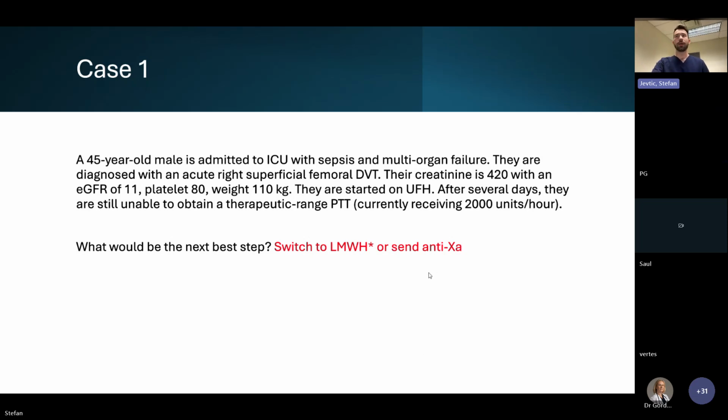I will just caveat that by saying anti-10As are sent out to St. Michael's Hospital. They're not done in-house. And so that's an extra cost and a delayed result that might be difficult to deal with. So I think a pretty straightforward case, but hopefully convincing that really outside of the ICU, we should not be using unfractionated heparin.